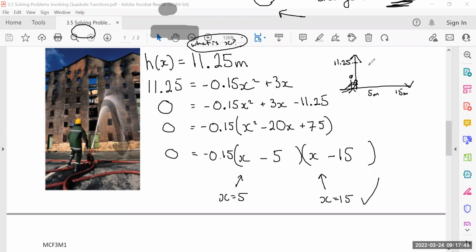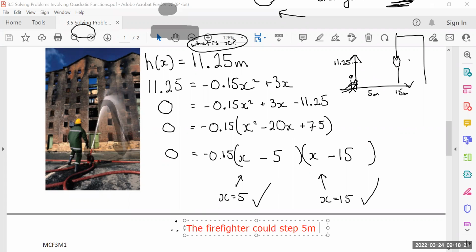The fire could have been here, and I stay really close to the building, right? Or I could have the fire here, and I stay really far away from the building. It makes sense, right? So it's not a mistake that there could be two different values. And there you are, right? So therefore, the firefighter could step 5 meters or 15 meters away from the building, where we assume that's where the fire is.